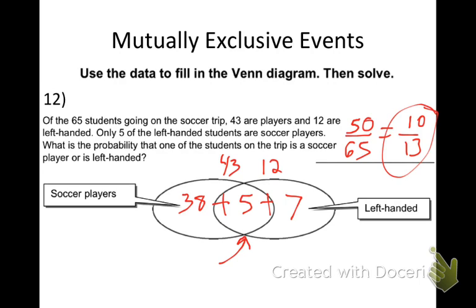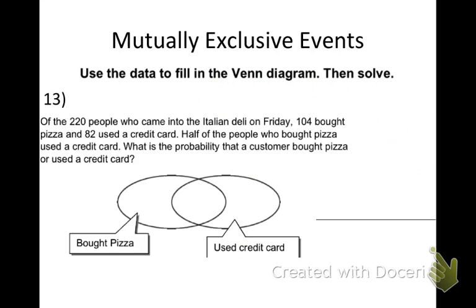Now again, what we were doing earlier was we were saying, well, you could say 43 out of 65 plus 12 out of 65, and then minus the overlapping events, 5 out of 65. And if you do that, you'd still get the same answer. This is just showing you can use it on a Venn diagram, cut it all up, and you don't have to write it all out. So there are multiple ways to represent this. All right, take a couple seconds, try number 13.